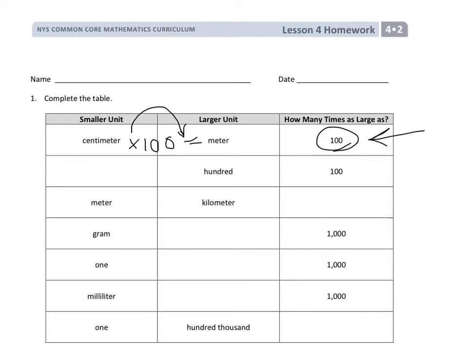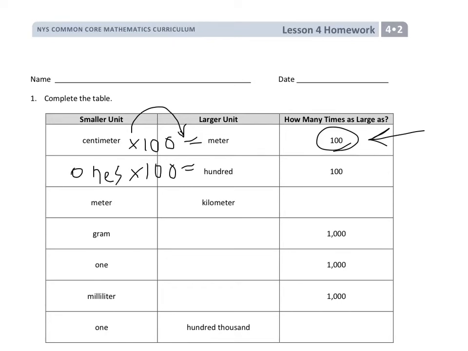So if we're thinking about this and we thought about numbers, we'd ask ourselves, what thing times 100 would give us hundreds? What place value? So in this case, it would be the ones place. So we're thinking here about place value and about the metric system.